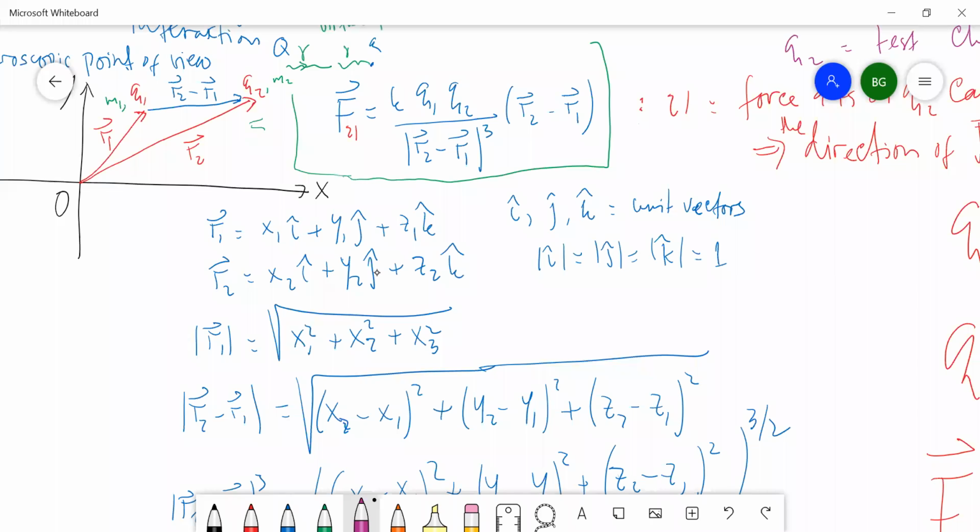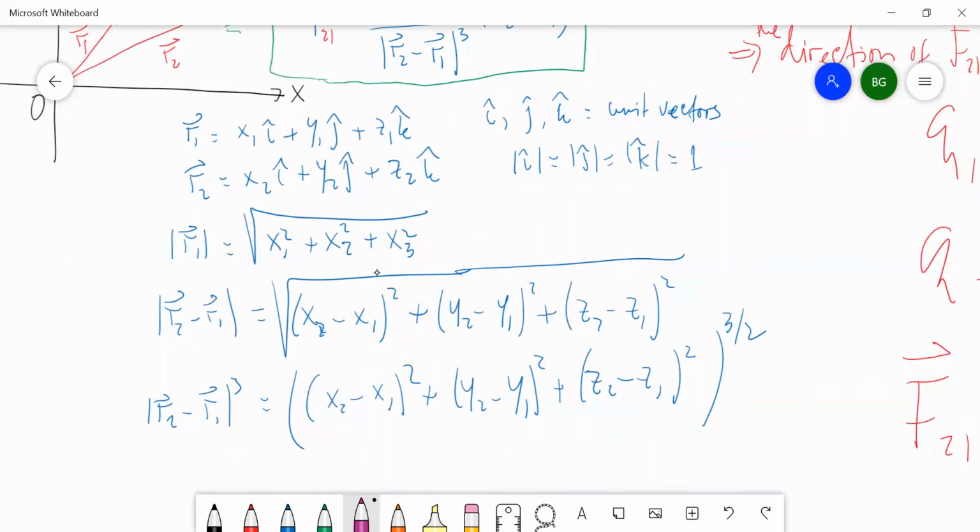The magnitude of the R1 vector is equal to the square root of x1 squared plus y1 squared plus z1 squared. And the difference between them, we could simply write as the square root of (x2 minus x1) squared plus (y2 minus y1) squared plus (z2 minus z1) squared.